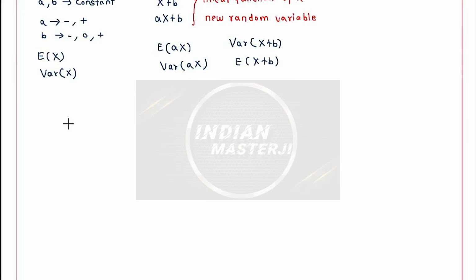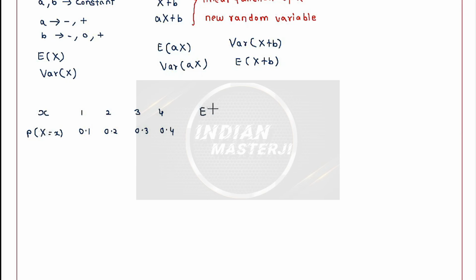Suppose x is a discrete random variable and it's having some sort of distribution like this. Capital X is taking values 1, 2, 3, 4, and the probability of x taking these particular values is 0.1, 0.2, 0.3 and 0.4. This is the distribution of this random variable x.